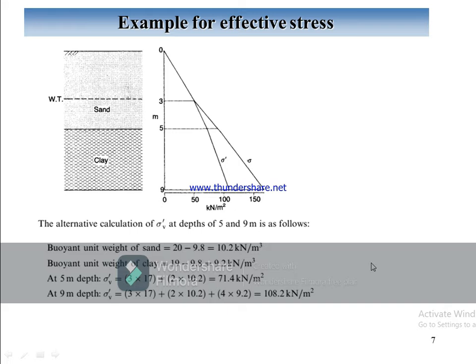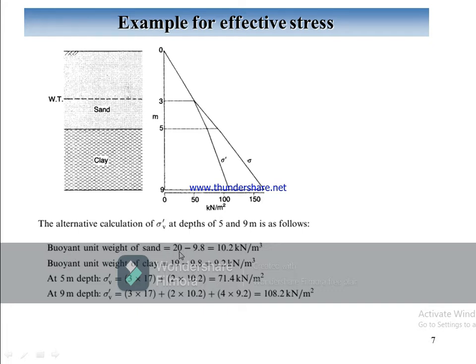So we can solve this example another way, like here. If we want to find only effective stresses at depth 5 and 9, at depth 5 and 9 here, what will happen? How will we find it directly?